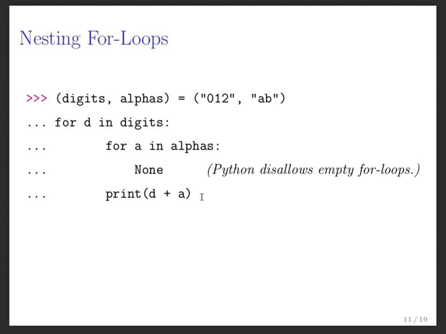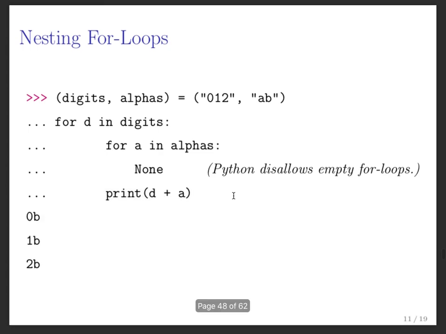What will be the first thing that's printed? Let's walk through it, okay? Python walks to this line and sets those variables, digits and alphas. Python gets to this line and starts up the loop. It sets d to 0. It goes into this loop. It sets a to a, does nothing. Then it sets a to b and does nothing, and then exits. And at this point, we have d is 0 and a is b. So what gets printed first?